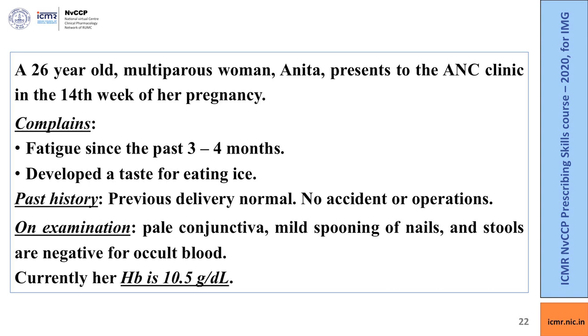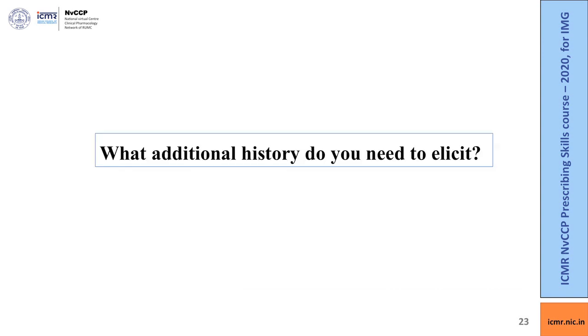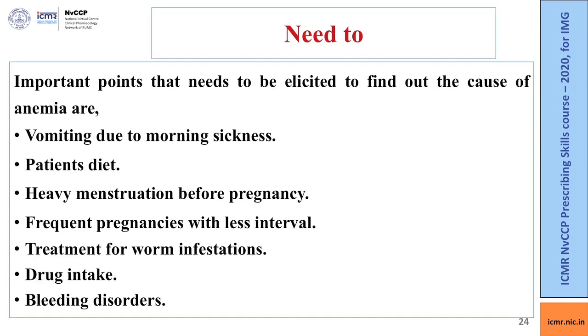On clinical examination, her conjunctiva is pale, there is mild spooning of nails, and her laboratory investigations reveal that her hemoglobin is 10.5 gram per deciliter and stools are negative for occult blood. What additional history do you need to elicit? You need to elicit a proper history to find out the causes of anemia.